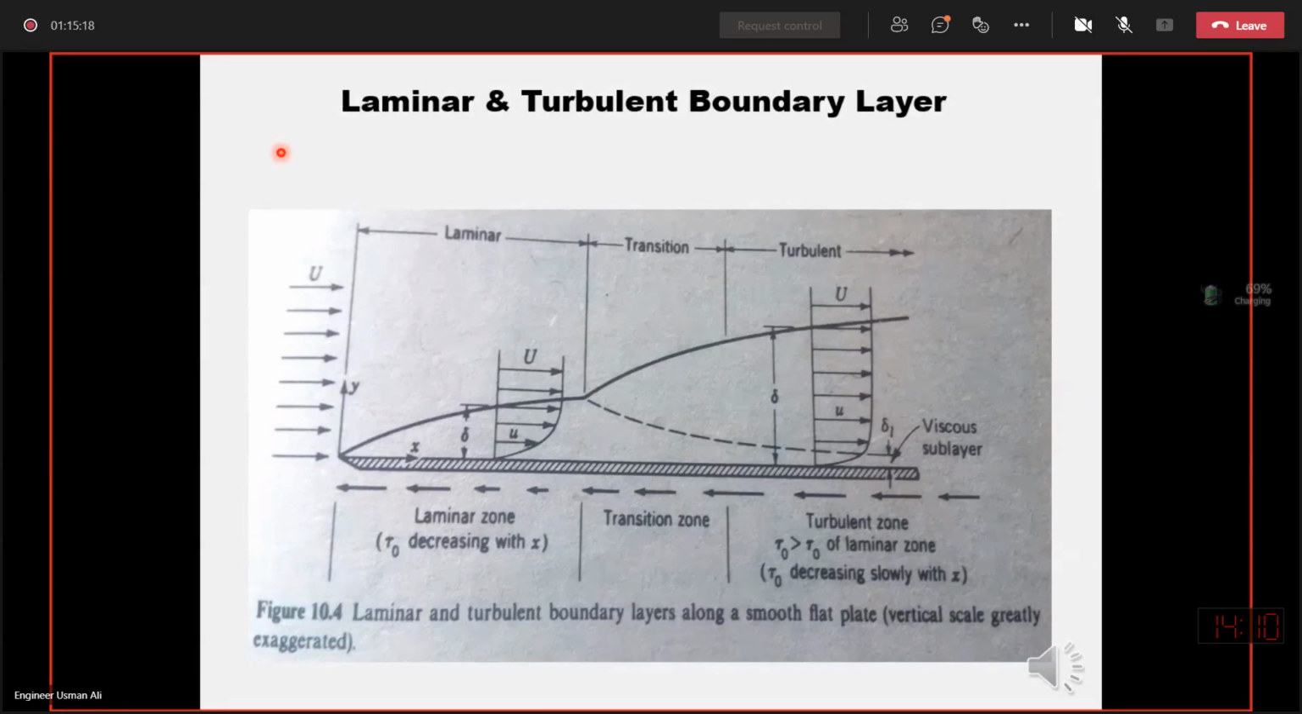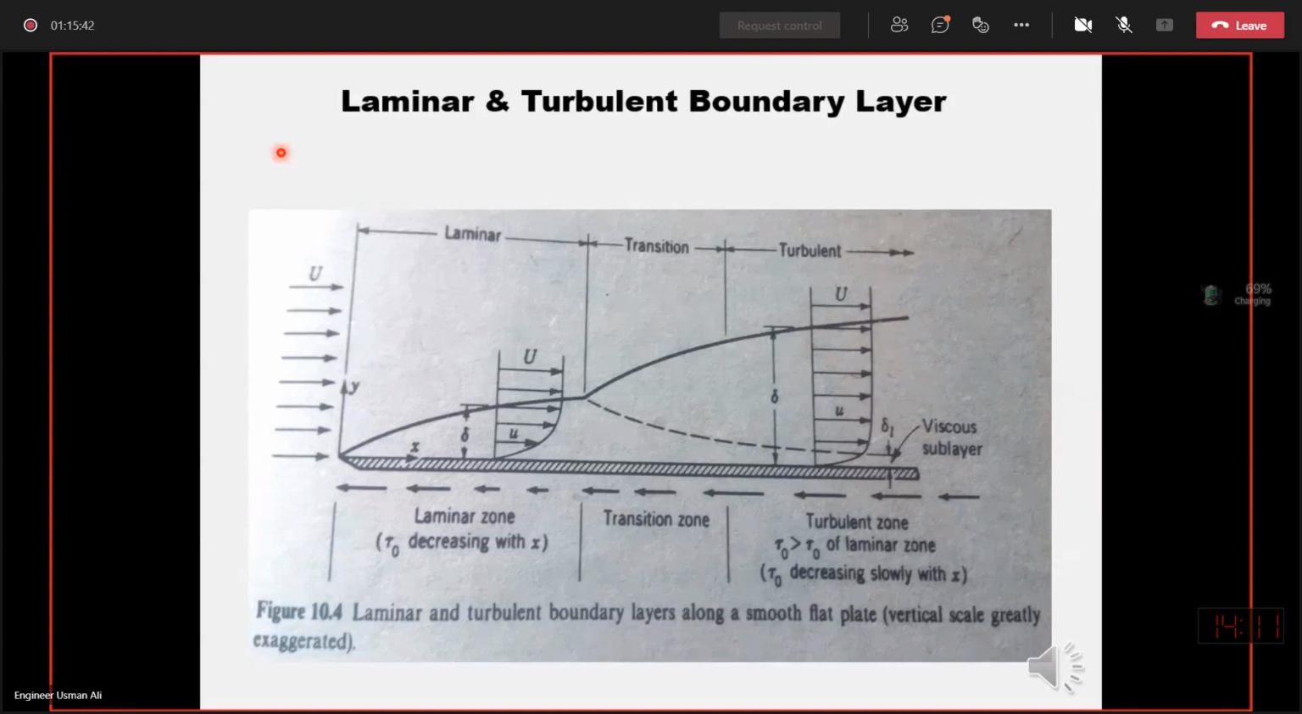The second type is the turbulent boundary layer, where we have turbulent flow of the fluid, with local projection at the leading edge. And the third type is when the length of the plate is large enough: initially we have laminar flow, and then it converts to turbulent flow with a transition in between. So this is what we have learned up till now.